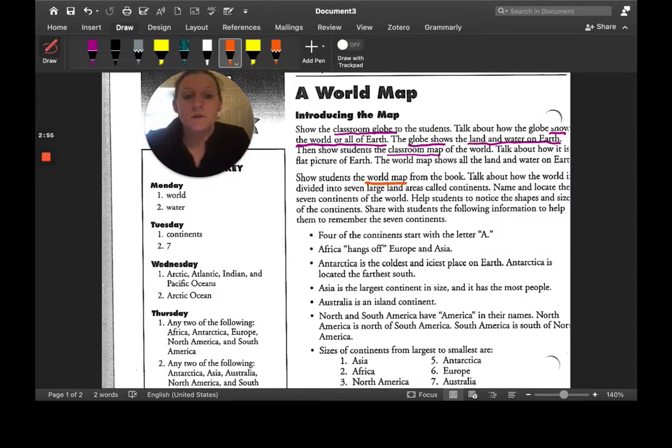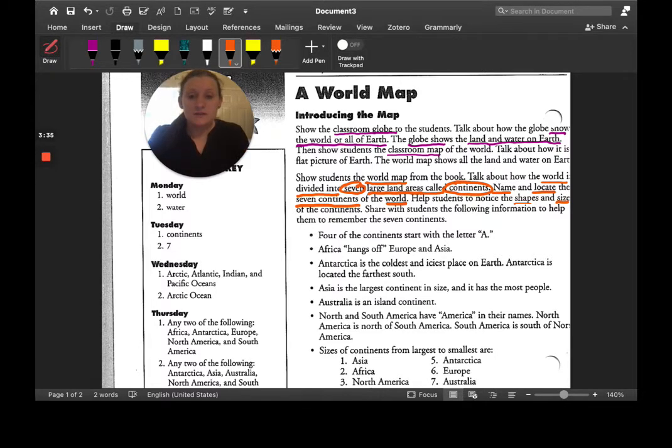Now we're going to talk about how the world is divided into 7 large land areas called, and this is going to be one of our key words, continents. So we are going to both name and locate the 7 continents of the world. And while we do that, we are also going to notice the shapes and the sizes of these continents.